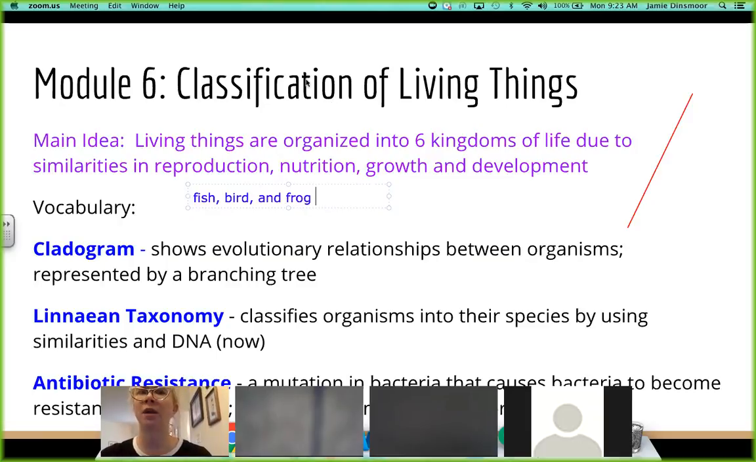So if I were to make a cladogram of this, I would say that our first branch is going to be a fish. And we could do any kind of way to divide that because really it's like the first thing. Next, I would say would come frog.